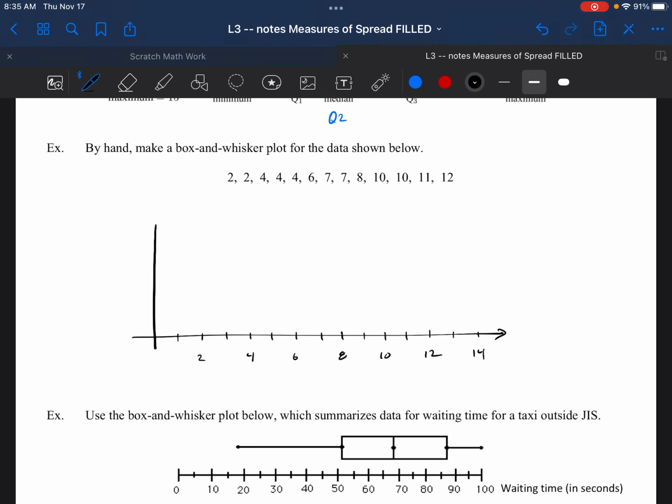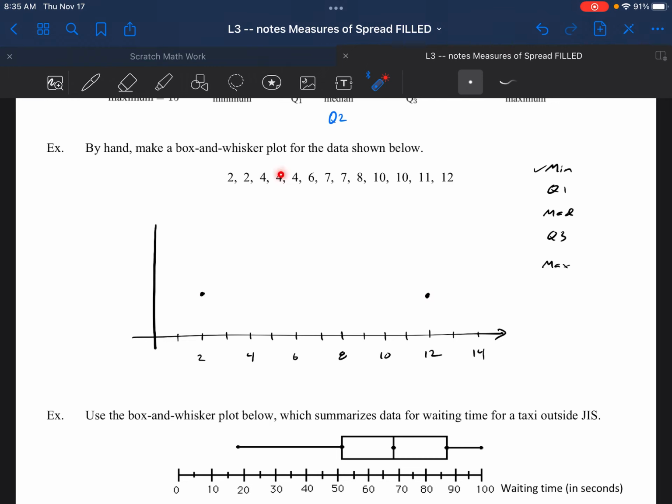Okay, so what I want to look for, right, is the min, the Q1, the median, the Q3, and the max. So the min we've got, it's 2, it's easy. The max is 12, I'm going to plot that. And so like you can see, I'm just making these dots, and I'm going to make the shape later.